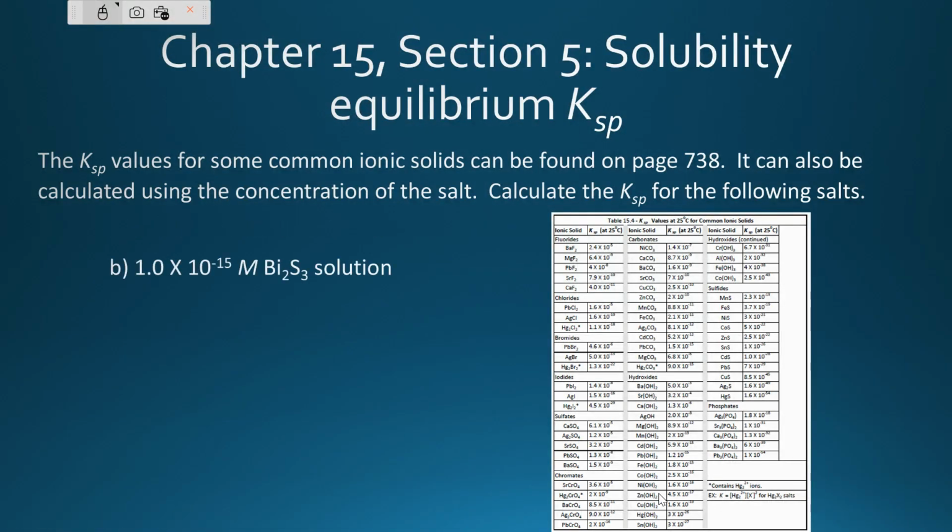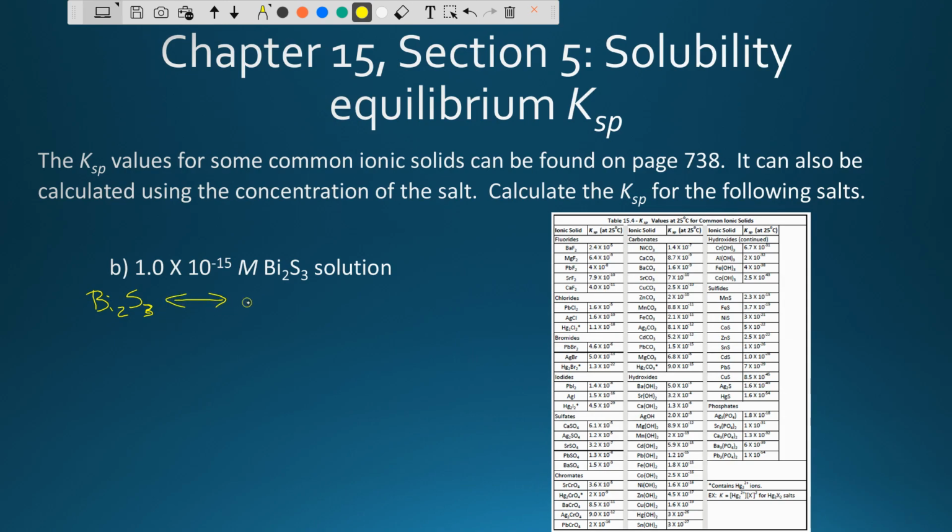But let's take a look at how this works when I have a little bit more complex of a reaction. Notice that I have bismuth sulfide, so Bi2S3 is going to dissociate into my bismuth ion, that was a +3, and my sulfide ion, and that was a -2. But be careful, because I've got 2 of those and 3 of these, right? And so I have 1 of these.